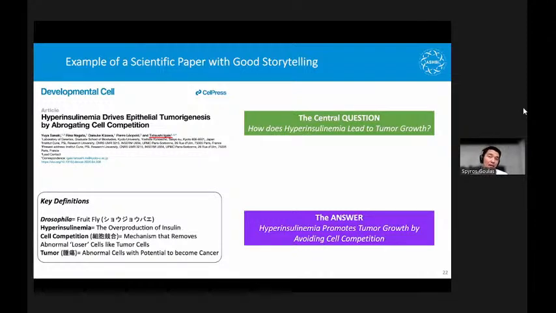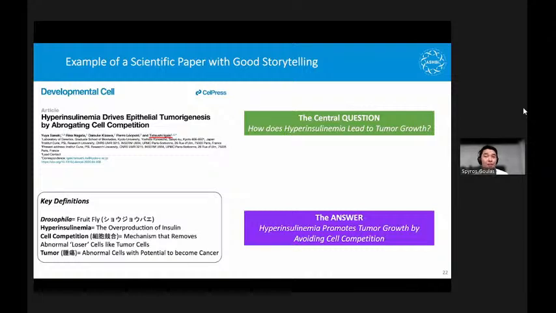So, if I am to summarize this paper in a relatively simple way, using fruit flies, or shoujobae in Japanese, this paper addresses the question: what is the mechanism by which hyperinsulinemia, or the overproduction of insulin, that has been linked to metabolic diseases such as obesity and diabetes, leads to the formation of tumors, which are cells with the potential to become cancers. Therefore, you can all appreciate the importance of answering such a question.